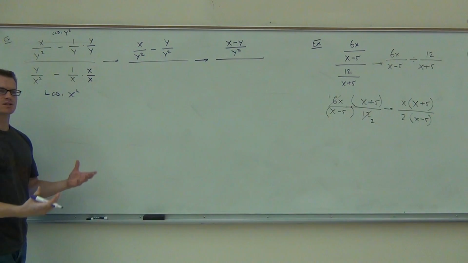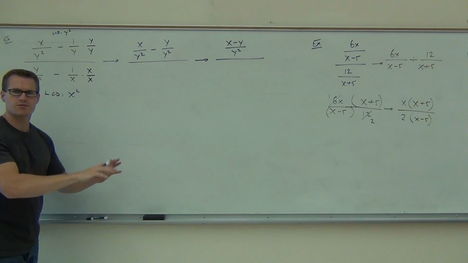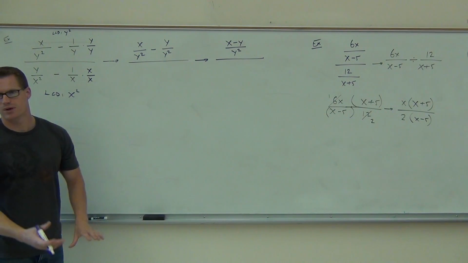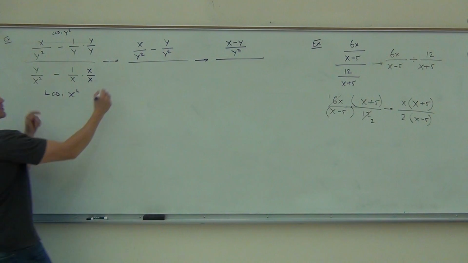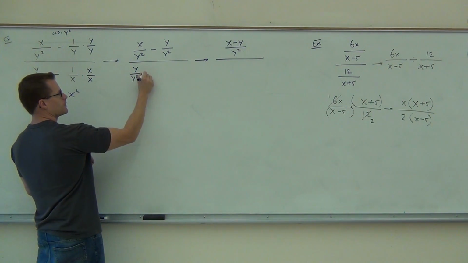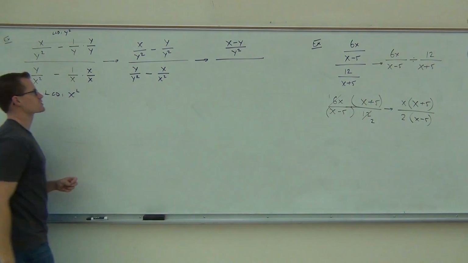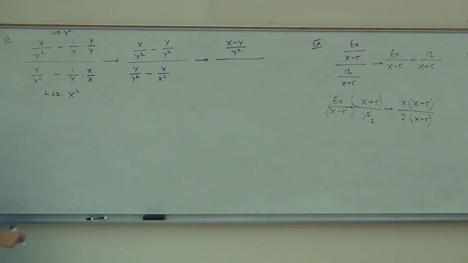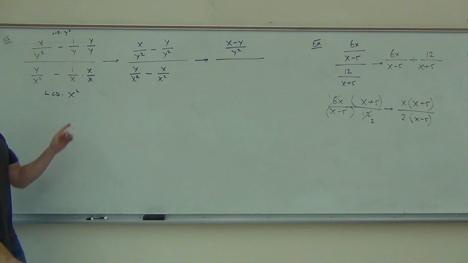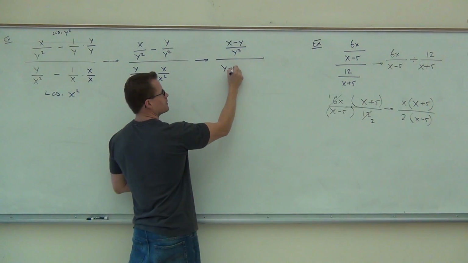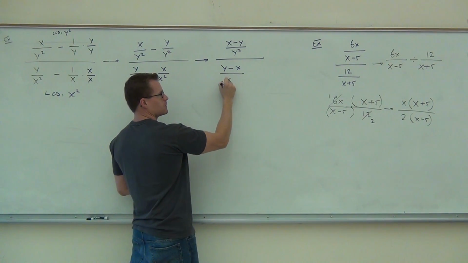We're trying to find a common denominator. This is the 7.4 stuff, not the 7.5 stuff. This is adding and subtracting rational expressions, not solving equations. That's the difference. So here we have the y over y squared. We have minus, and we're going to get x squared, perfect. X over x squared. The first one, y over x squared. Now that we have the common denominator, we're great. We're going to do the y minus x over x squared.